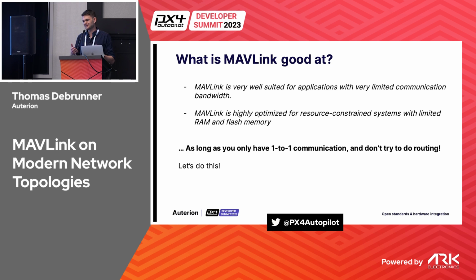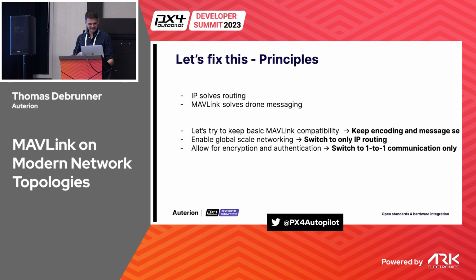But maybe this whole routing thing, maybe it just doesn't work. Maybe we should just get rid of that. So we have a protocol that solves routing. It's called IP. We have a protocol that solves drone messaging. That's MAVLink. Let's try to keep the compatibility, because that's the whole point of what we're trying to do, right? So that existing systems remain compatible and all. So let's keep the encoding. Let's keep everything there. But switch to IP routing and prefer to do one-to-one communication here.